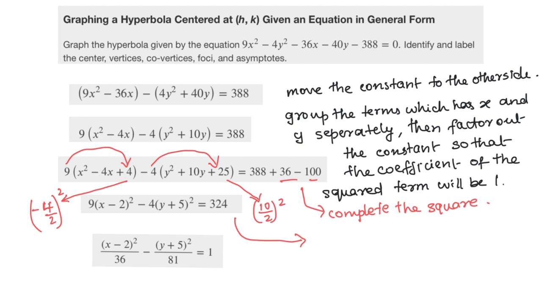Then we are writing in the factored form. So this one in the factored form is (x minus 2) whole square. This one in factored form is (y plus 5) whole square. Now we need to make the right side equal 1.